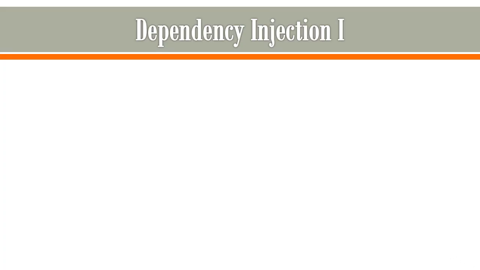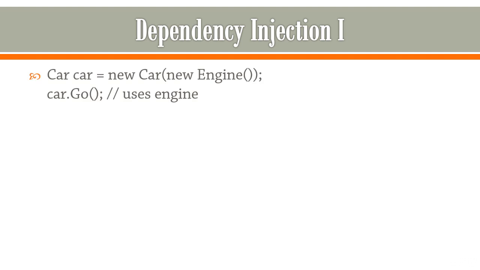So let me give you a kind of motivating example, if you will. Let's suppose that we have a car object, and the car object depends on an engine. We can speak about it in terms of the car having an engine, and therefore you have to make a new engine and provide the engine for the car. Now, whether you call the constructor or whether you assign a property or whether this is something that's done implicitly, it doesn't really matter. The point is that we have a dependency.